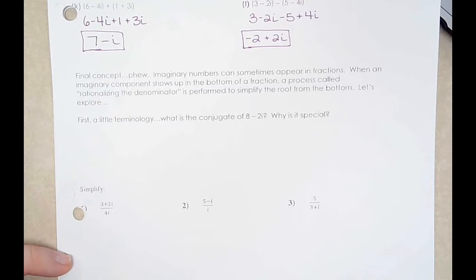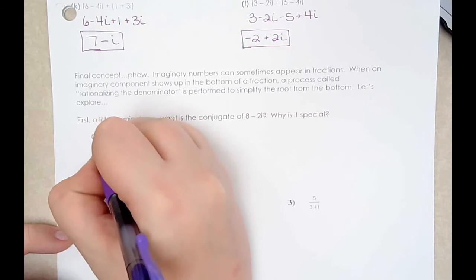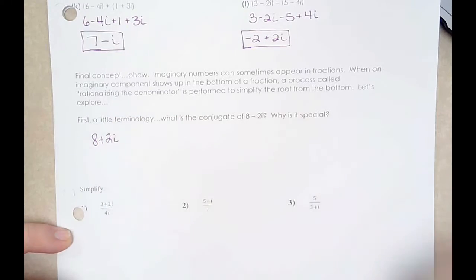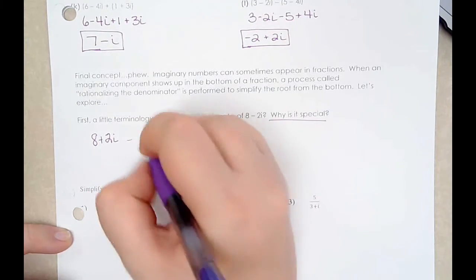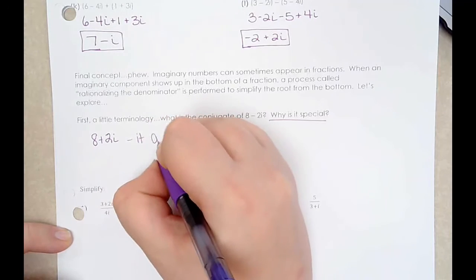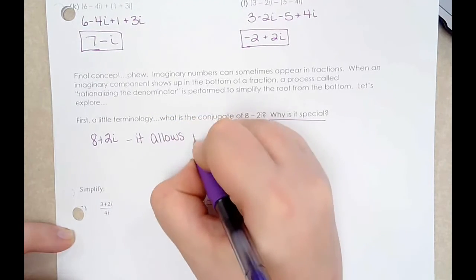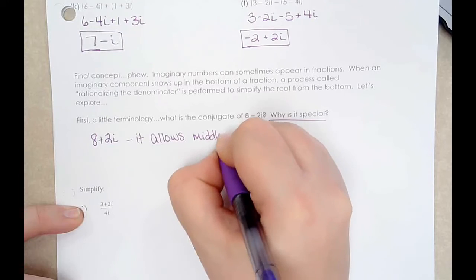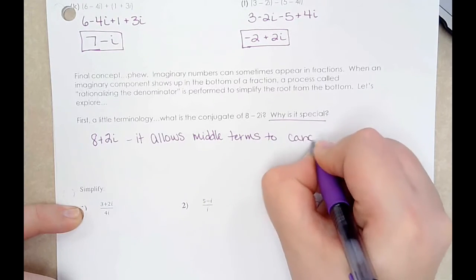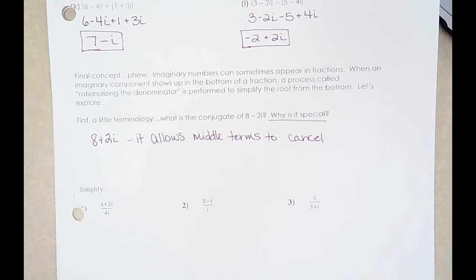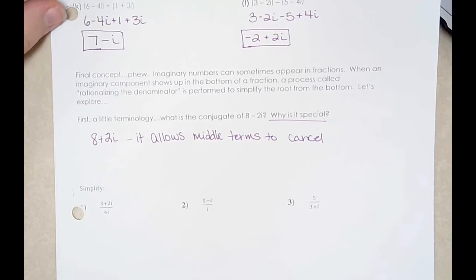So first, a little terminology. What is the conjugate of 8 minus 2i? Well, the conjugate here is 8 plus 2i, and I talked about this a little earlier in the video. Why is it special? It allows our middle terms to cancel out. And we really like this in each of our problems. So what does this look like in an actual problem?